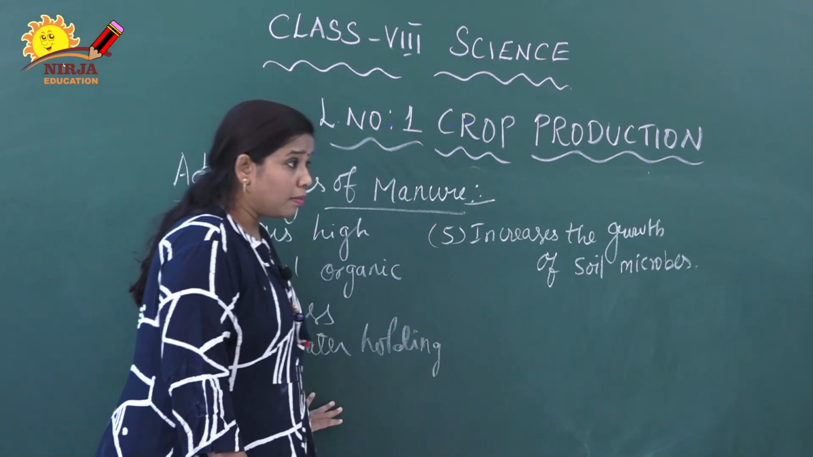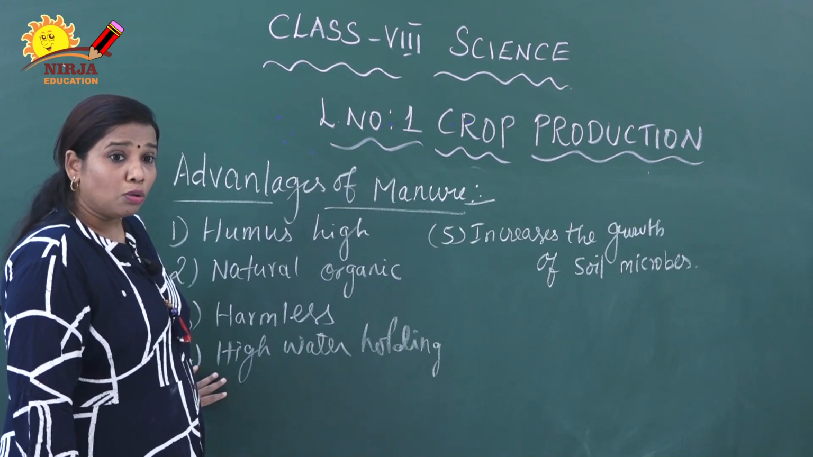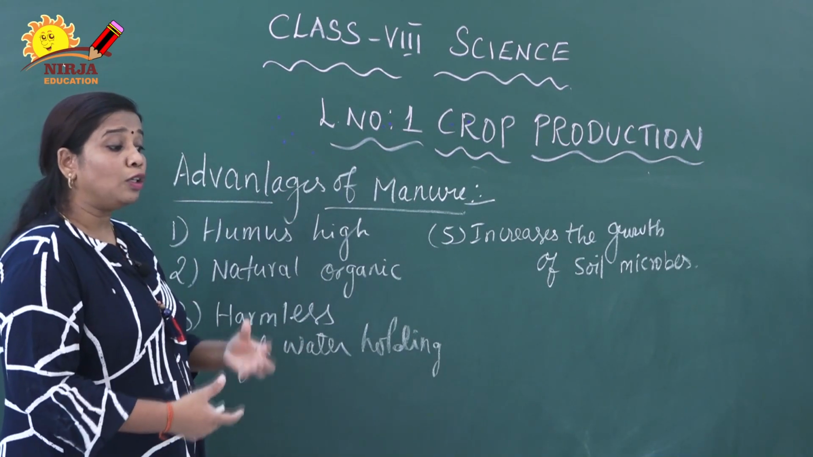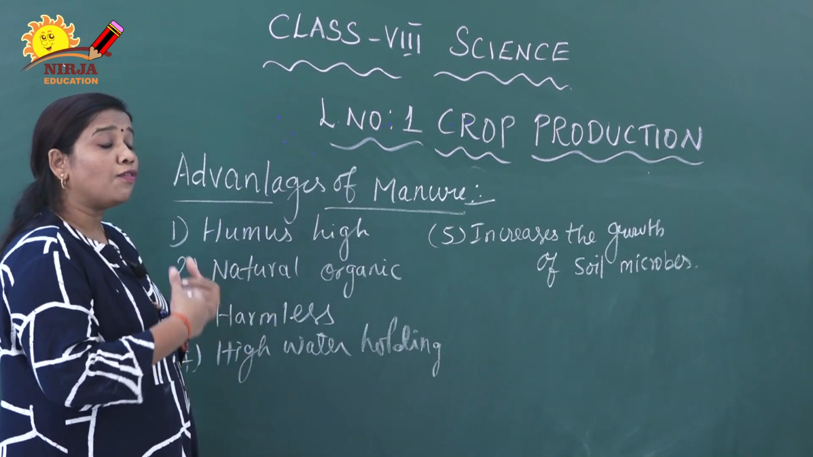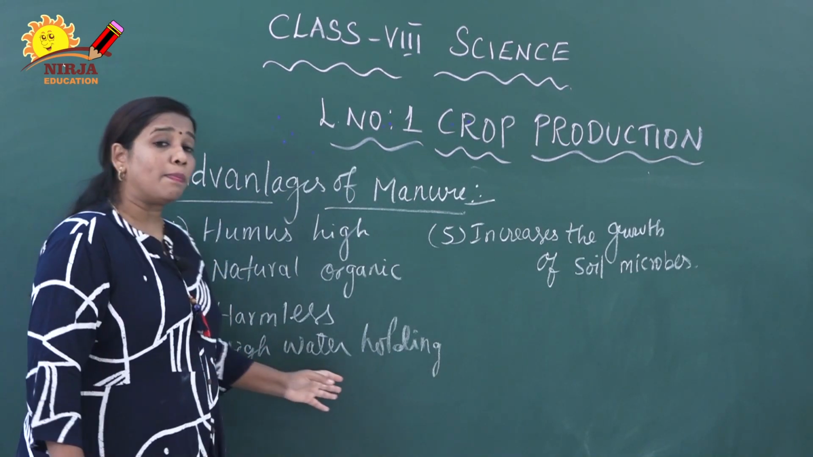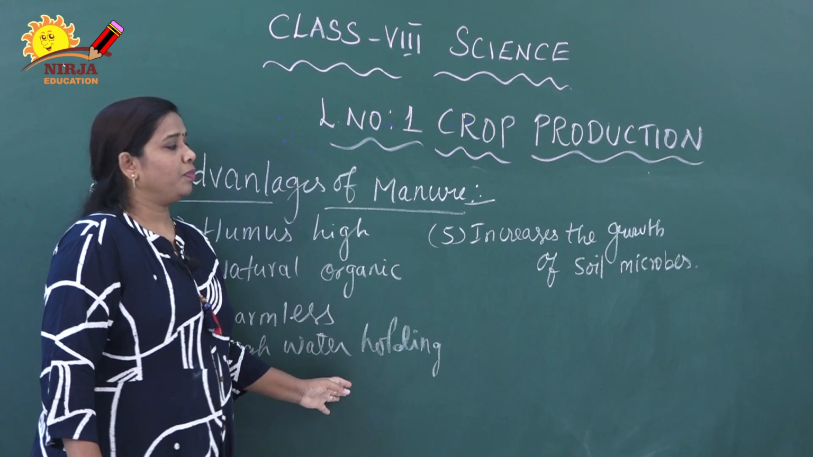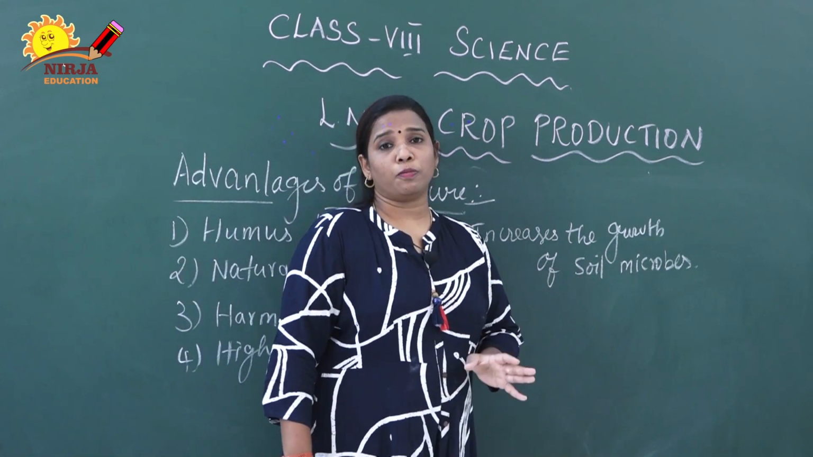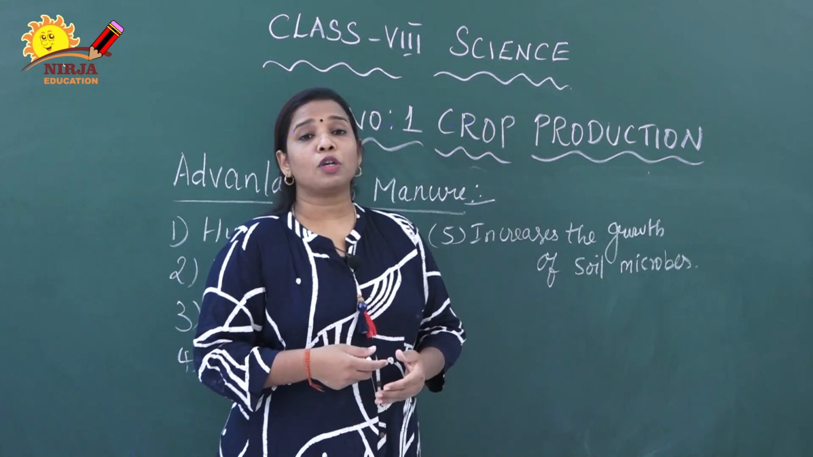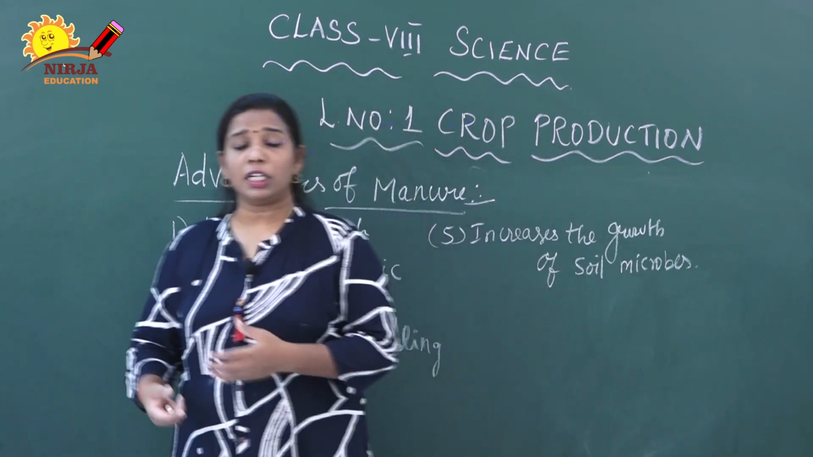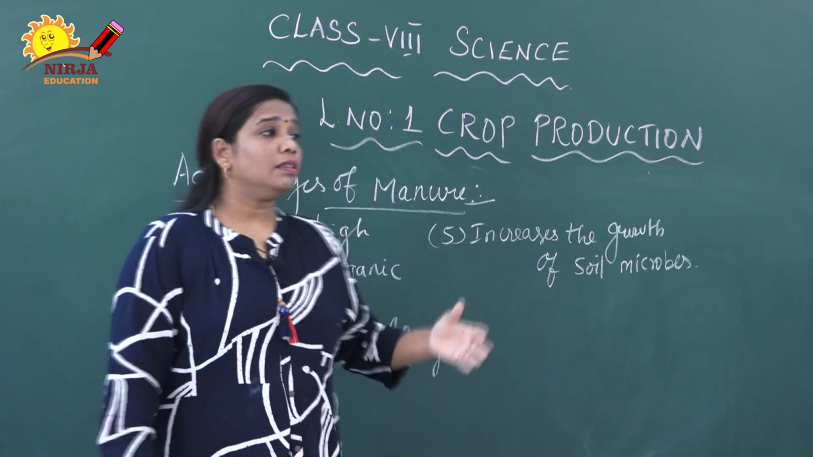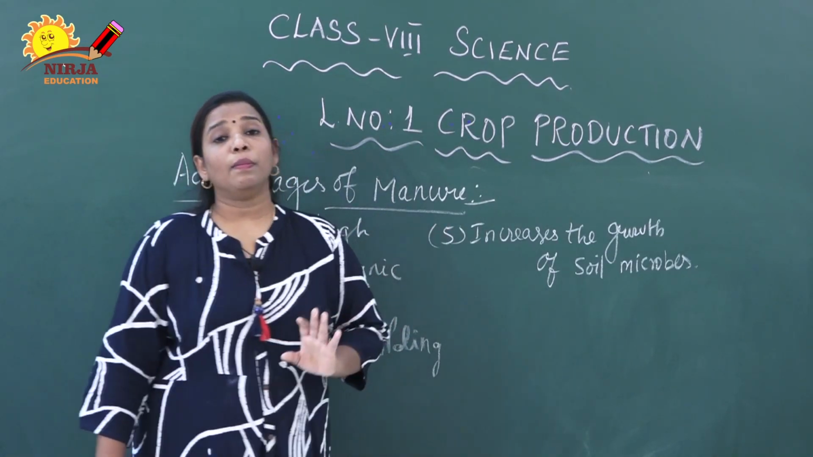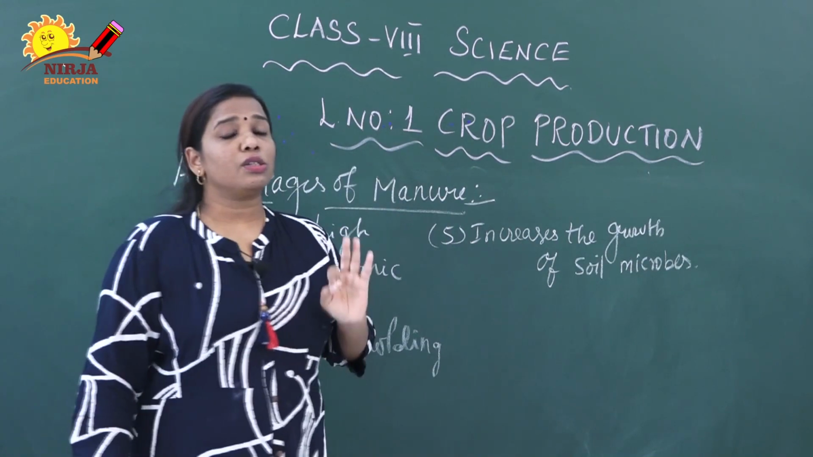At the same time, when we apply manure, it absorbs more water. It lets the land absorb more water, so the water holding capacity is also more. The fifth one is that it increases the growth of soil microbes. So whatever microbes or bacteria are present in the soil, it increases their growth. This is the main advantage of manure.